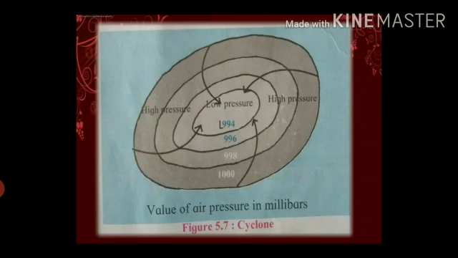As you can see in figure 5.7, you will be able to understand that as explained before, a low pressure area is surrounded by high pressure area and the winds are blowing from the high pressure area towards the low pressure area. Now, when the earth rotates, these cyclonic winds in the northern hemisphere move in an anti-clockwise direction, whereas in the southern hemisphere they move in a clockwise direction.